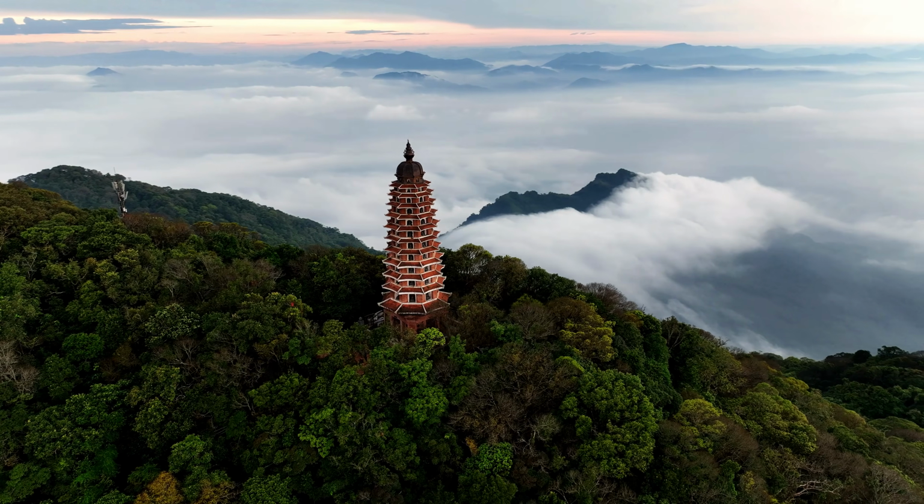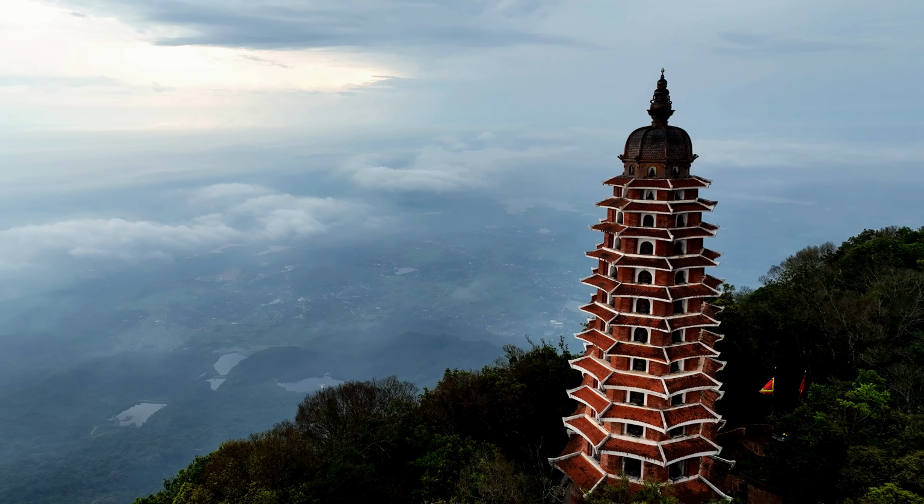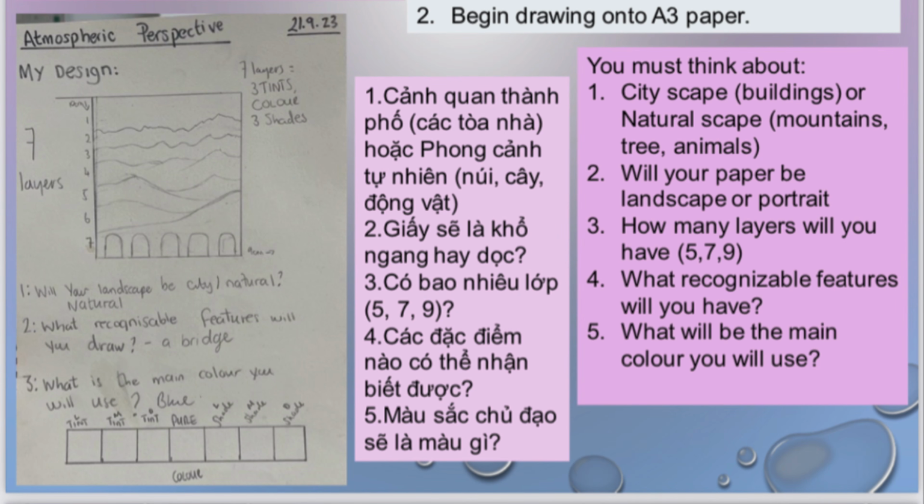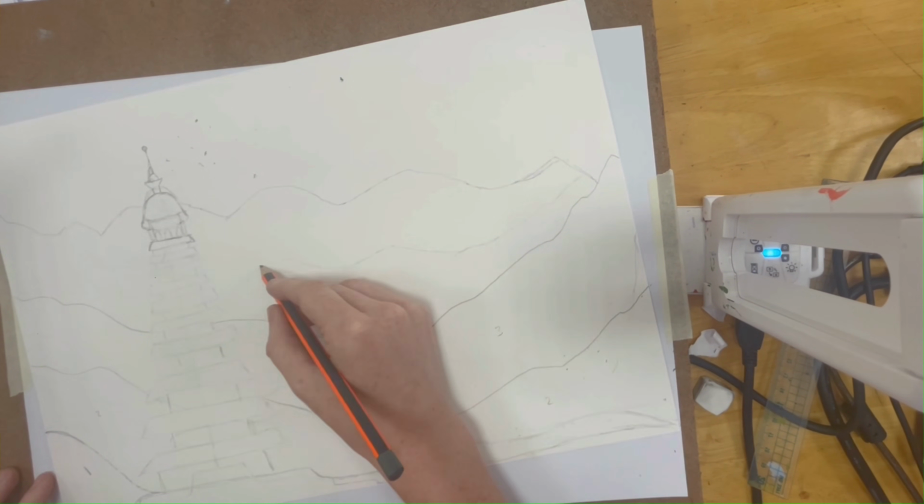Let's go! This art activity was inspired by a drone shot Connor took of an enchanting temple at the top of Ba Vi Mountain in Vietnam. Pause the screen now so you can see exact instructions to help your students plan for their painting. Once students are happy with their plan, they will sketch it out lightly onto their paper.